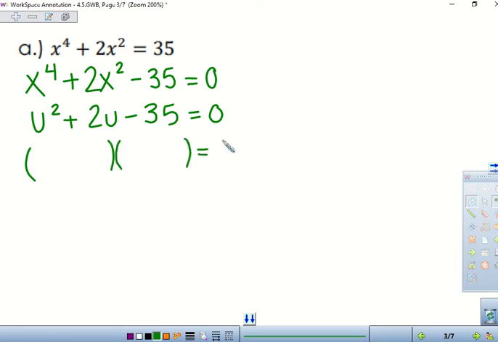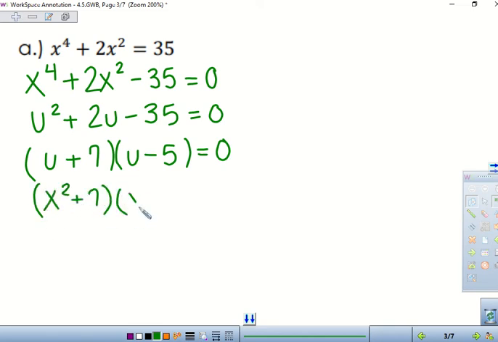So what are factors of negative 35 that add up to 2? Positive 7 and negative 5. Now in this case, see how we don't have to divide by anything because we didn't multiply by anything. No AC method, you don't need to divide. So in this case, we can now replace u with what? x squared. Now we're at the stage where this is actually fully factored. There's no more difference of squares or anything like that.